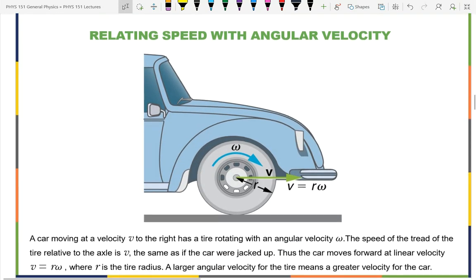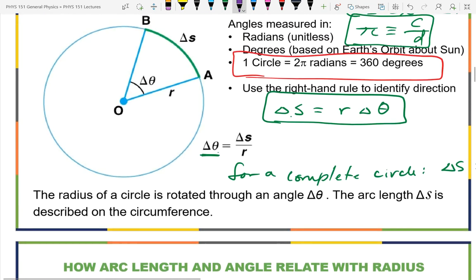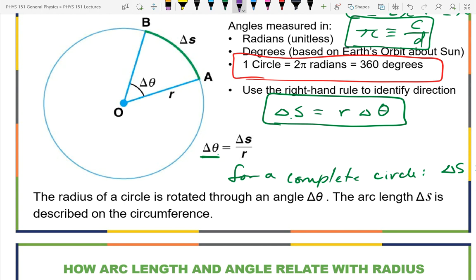So here is our relationship between speed and omega. Remember I said omega is equal to the change in angle over change in time. That's its definition. But if the change in angle is going to be, I've got to go up 2 slides to remind you, change in angle is delta S over R.